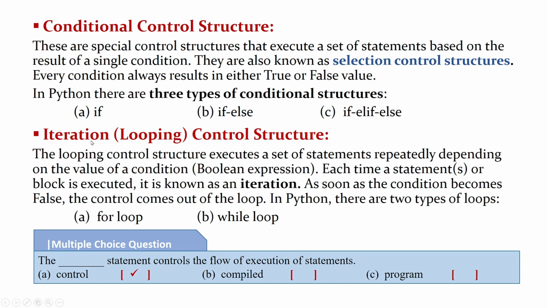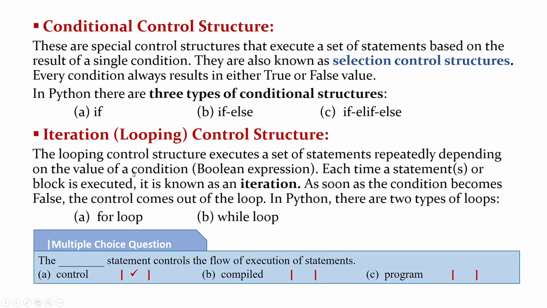In iteration, the looping control structures, we have the for loop and while loop. The looping control structures execute a set of statements repeatedly depending on the value of a condition, which is a Boolean expression. Boolean expression means it may be true or false. Each time a statement or block is executed, it is known as an iteration. As soon as the condition becomes false, the control comes out of the loop. In Python, there are two types of loops, for loop and while loop.